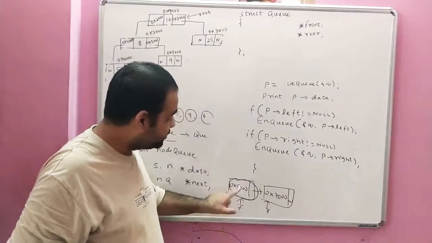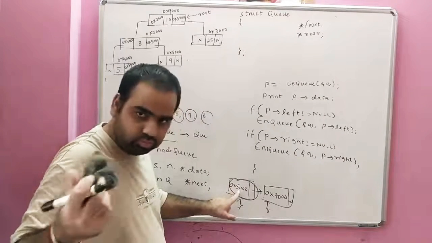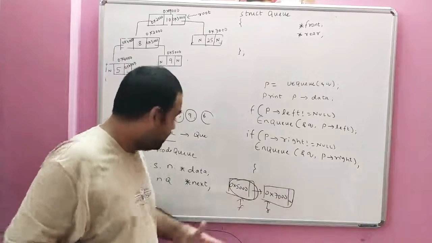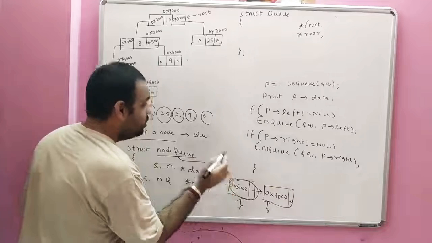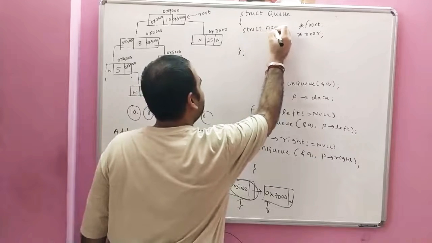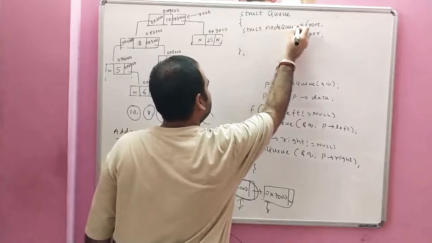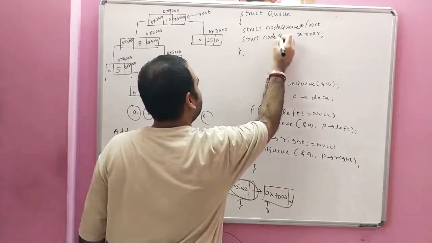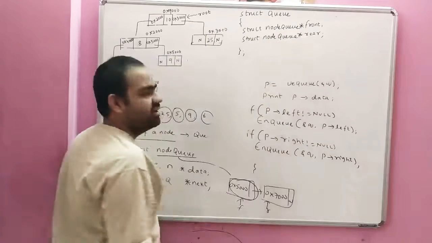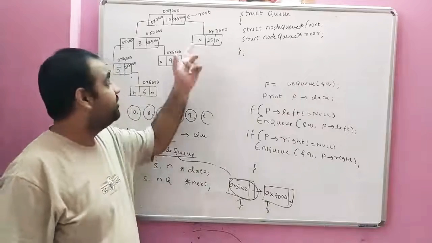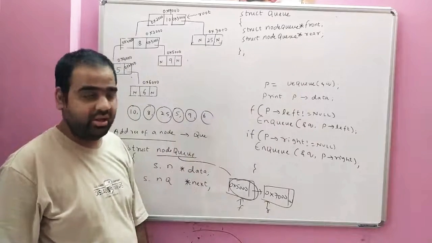In this node, we are storing address of a node as well as pointer to the next node. That means it is a node queue, right? It is a node queue. Therefore, this should be of what type? Struct node queue star front. And what do I write over here? Struct node queue star rear. Why I did not use node over here? Because that name is already been taken for the binary search tree, right?